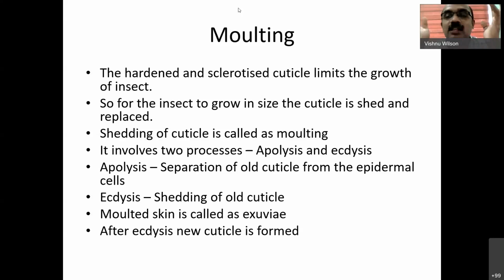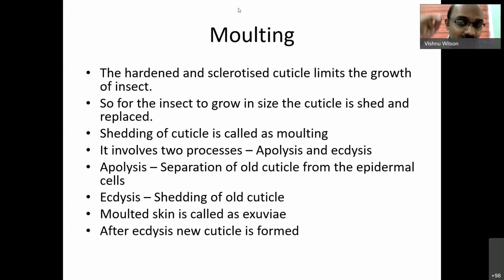is an extremely hardened sclerotized structure. So if you are inside an extremely hardened outer body wall, your chances of growing your body are extremely limited because your entire body is covered with a very hard structure. That hard structure, which is extremely sclerotized, won't allow you to expand. It won't allow the body to grow. So what will the insect do? The insect will periodically shed its cuticle. That outer body wall it will remove.